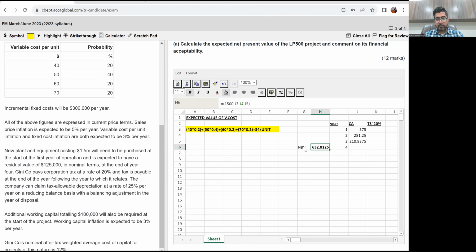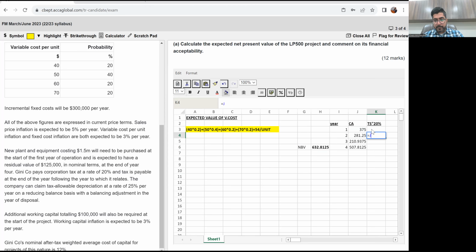This is the net book value, but since this is the last year, the full amount will be charged, excluding the scrap value. So you will do 6 minus the scrap value. What is the scrap value? 125. Whatever leftover amount is, that will be charged. Okay. And then the tax impact of 20%, it's not in year one.